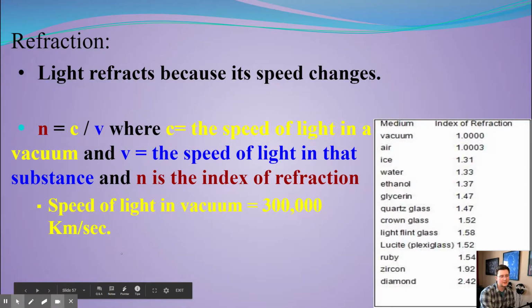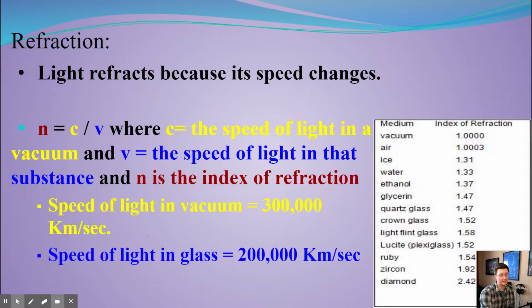So the speed of light in a vacuum is 300,000 kilometers per second, right? That's super fast. The speed of light in glass is 200,000 kilometers per second. So we see that visible slowing down. What that means is our index of refraction for this specific type of glass will be 1.5.